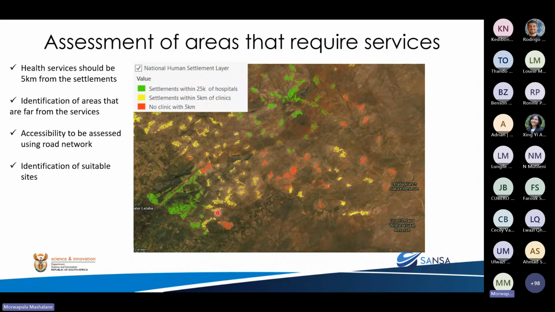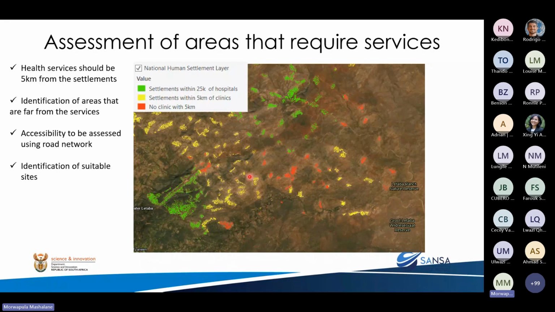Assessment of the areas that require services, I had given this example. In South Africa, by law, health services should be within 5 kilometers of settlements. Which means that once a particular settlement falls outside that, future plans must ensure that those villages are provided with a clinic or a health center or whatever. Earth observation and remote sensing allow us to identify those settlements that are very far from the required services. Accessibility is assessed in terms of road network, whether it is a good tarred road or a gravel road, and so on. And then we also identify new suitable sites for the future building of a clinic or a school or anything.